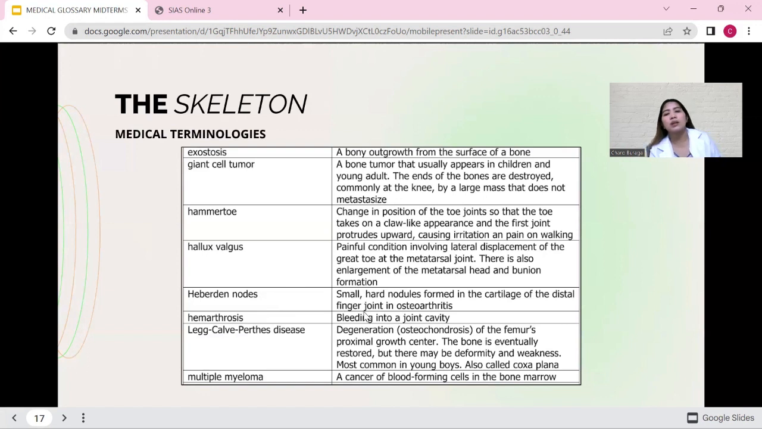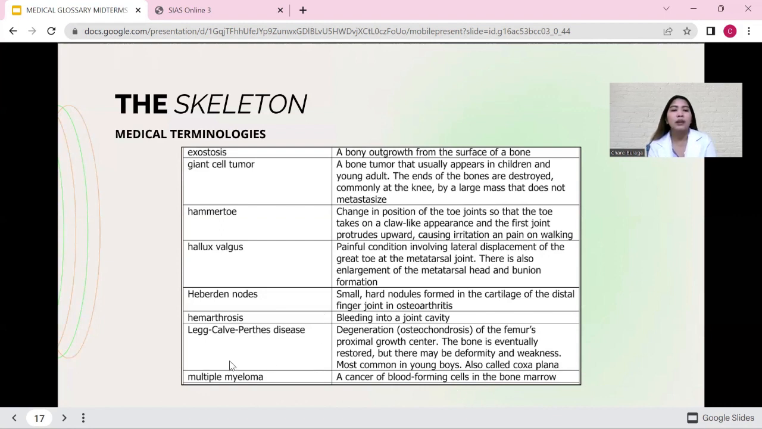Heberden nodes, it is a small hard nodules formed in the cartilage of the distal finger joint in osteoarthritis. So, usually in osteoarthritis, dun mo makikita, for example, dito sa mga joints dito, meron kang makikita Heberden nodes. Okay? Hemarthrosis, it is the bleeding into a joint cavity. The Legg-Calvé-Perthes disease, degeneration or osteochondrosis of the femur's proximal growth center. The bone is eventually restored, but there may be deformity and weakness, also called the coxa plana, ang Legg-Calvé-Perthes disease.